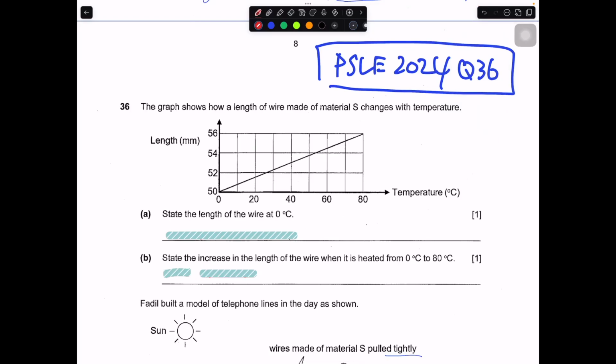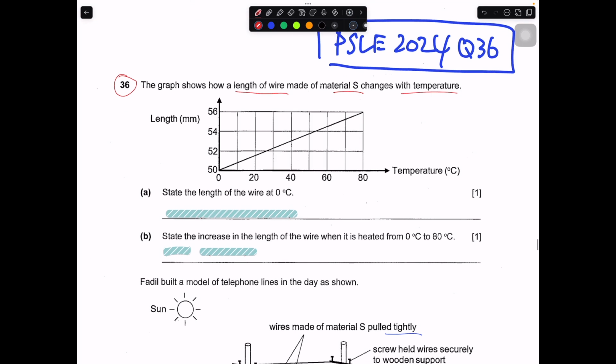So today we're going through PSLE 2024 question number 36. The graph shows how the length of a wire made of material S changes with the temperature. So you have temperature, then you have length in mm. You have this graph over here from 0 all the way to 80, and 50 up to 56. State the length of the wire at 0 degrees.